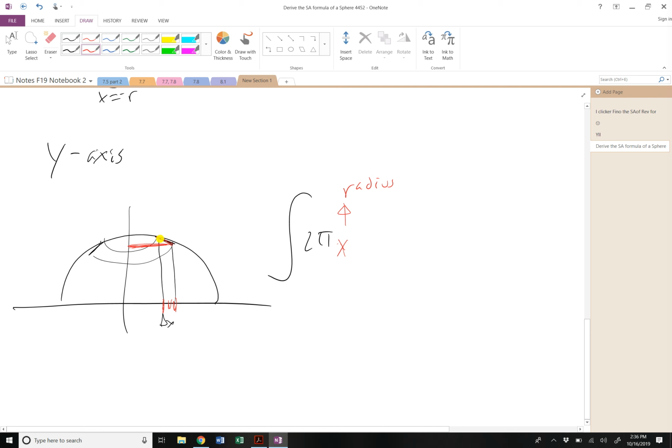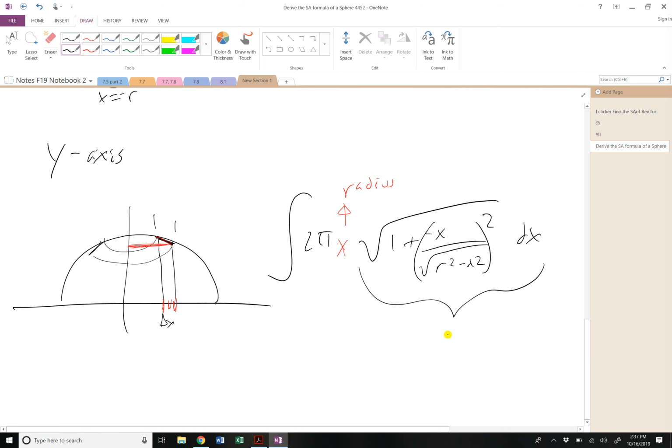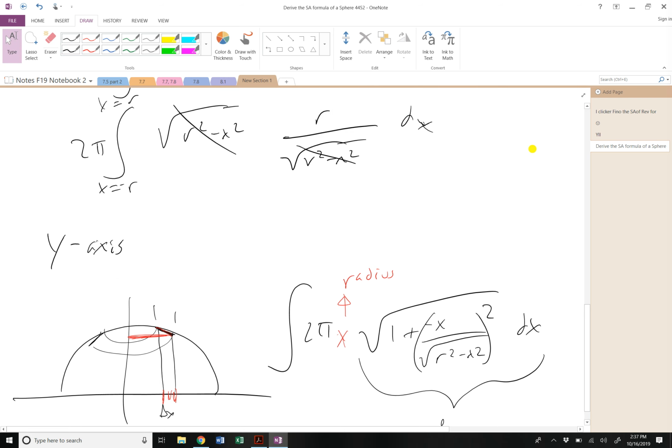And what's this arc length here, or what's the approximate value of this piece? It's going to be the same arc length formula that we've been using. So x squared over square root of r squared minus x squared. Write it this way, dx. So this much is our L. Okay?